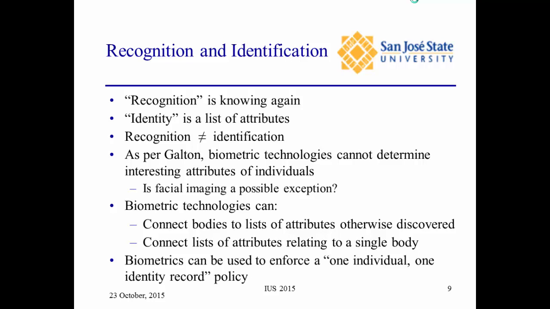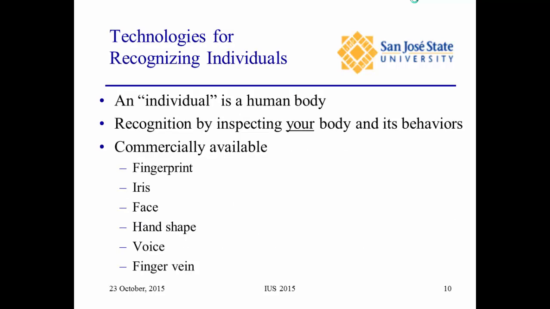These fingerprints would connect me to the old passport, and immigration here in Taiwan could say, wait a minute, something is wrong. We've previously connected these fingerprints to a passport that said James Wayman, who was an American, and now we're connecting the fingerprints to someone else. So biometrics are technologies for recognizing individuals. In this particular case, an individual is considered to be a human body. I underlined in the next bullet point, I said recognize by inspecting your body and its behaviors.